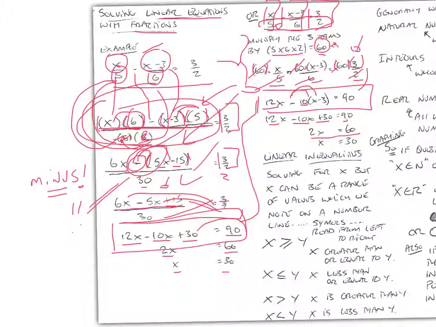But either way, 2x equals 60, x is equal to 30. So there's 2 ways to work with these. Either multiplying all the terms by the product of all the 3 denominators, or else do it the container way. I call this the containers way.